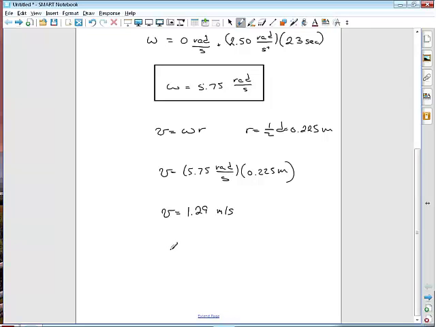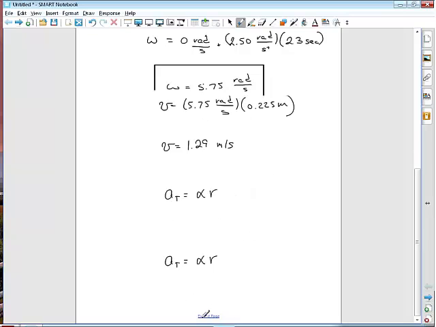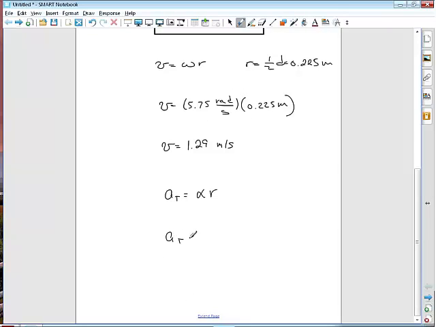Now the acceleration, the tangential acceleration, we'll call it alpha sub t, is just equal to, oh, sorry, wrong thing here. The tangential acceleration is just equal to alpha times r. So we've already calculated, we already had alpha specified as 2.5. So the linear tangential acceleration is just 2.5 radians per second squared times the radius, which is 0.225 meters.